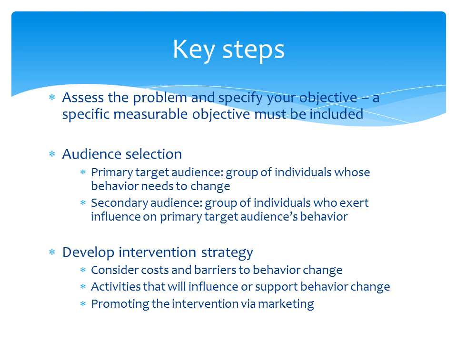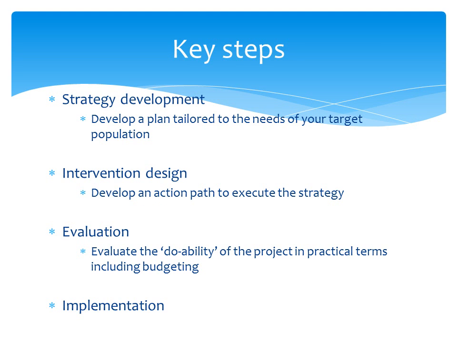The key steps involved in social marketing are the following. First, you have to assess the problem and specify your objective, including a specific measurable behavior. Next is a phase of audience selection, in which the primary target audience and the secondary target audience are selected. Next comes the phase of developing the intervention strategy, considering the cause and barriers to behavior change and promoting the intervention via marketing. The next phases involved are the strategy development, in which a plan specific to the population is developed, and the intervention design, evaluation of the doability of the project, and finally implementation.